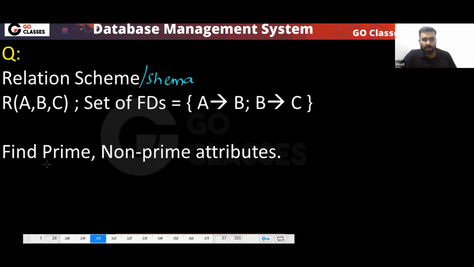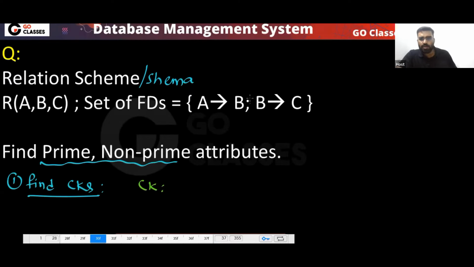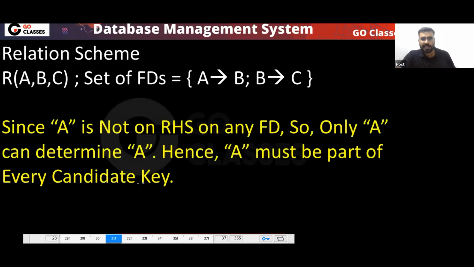For prime and non-prime attributes, you must first find the candidate keys, correct? Yes or no? So let's find the candidate keys. What will be the candidate keys here? You can notice A is not on the RHS. If you look at all the functional dependencies, attribute A is not present on the RHS of any of them, right?